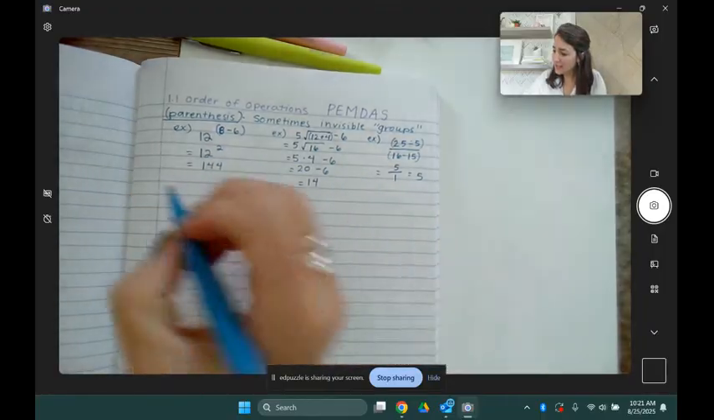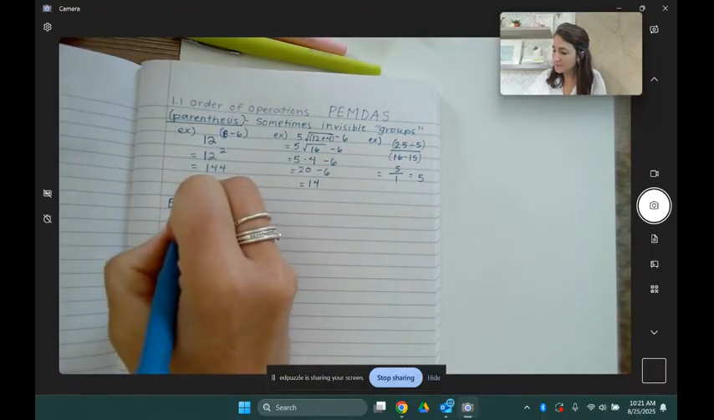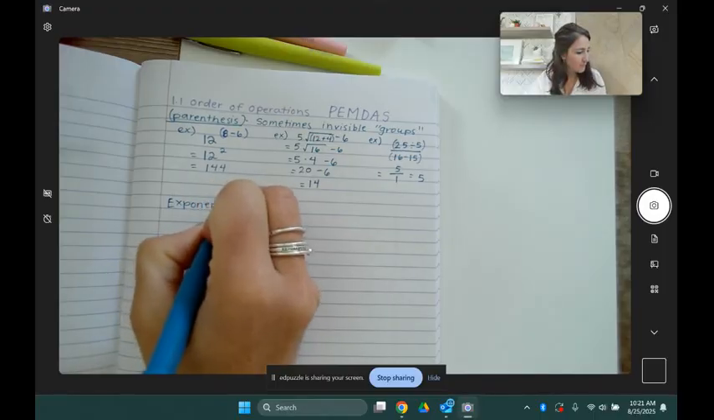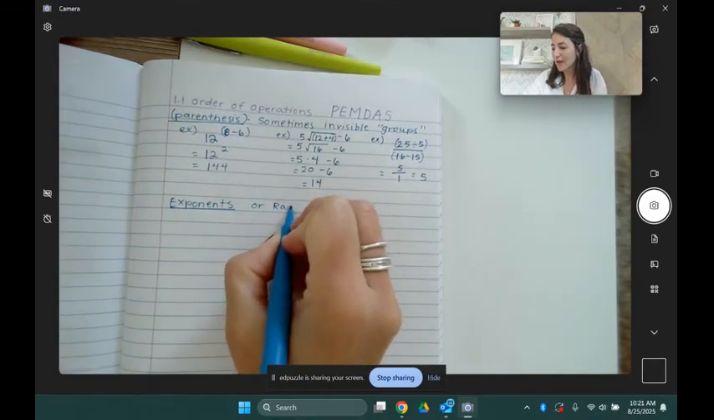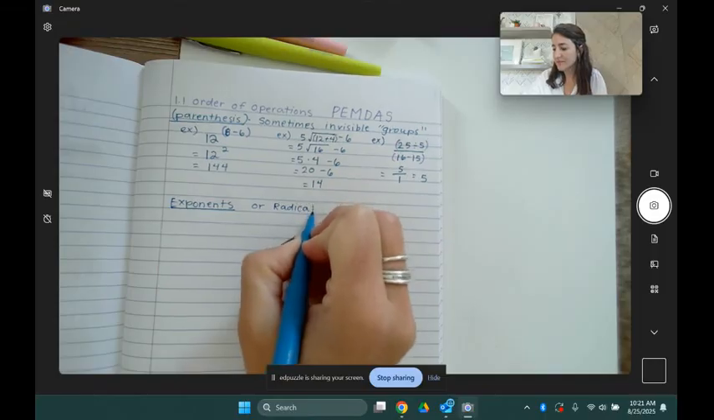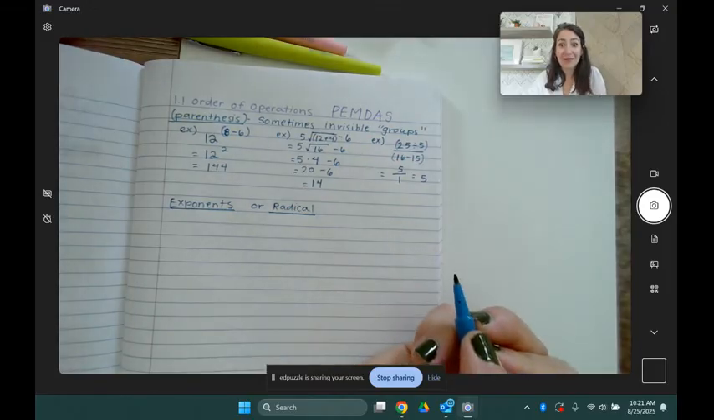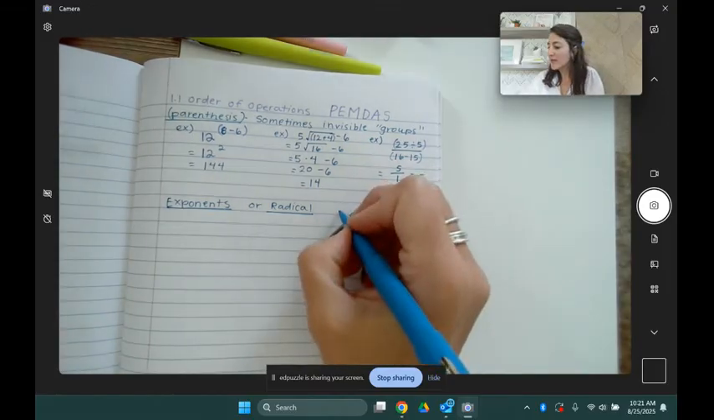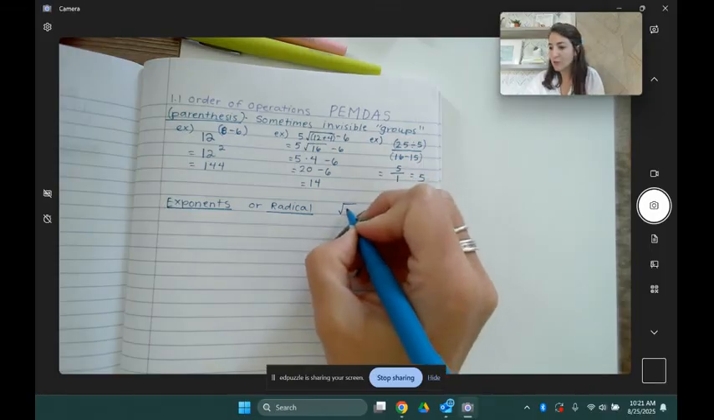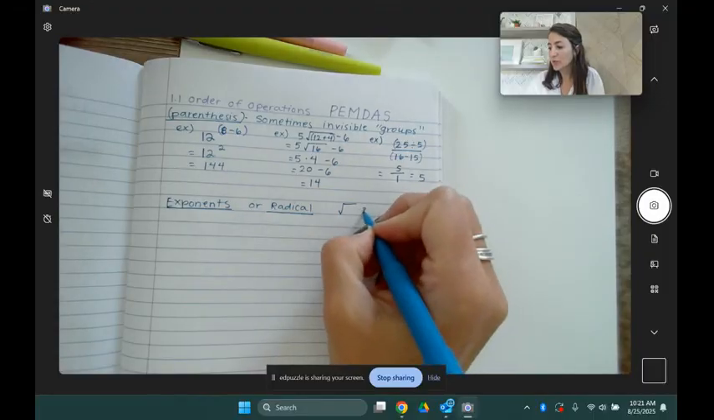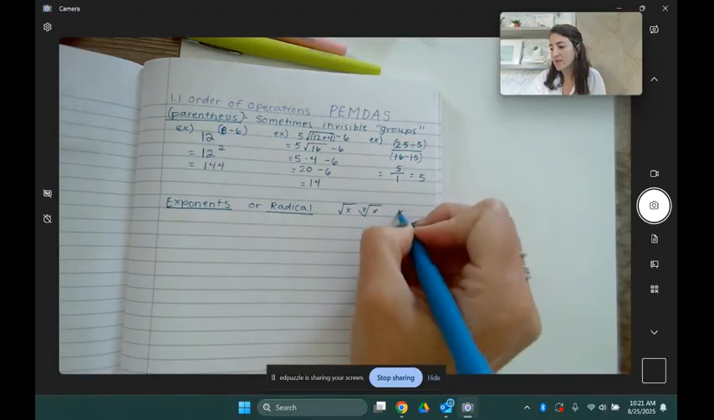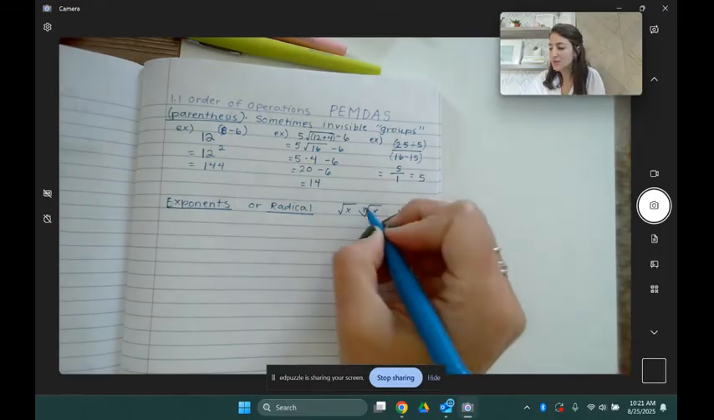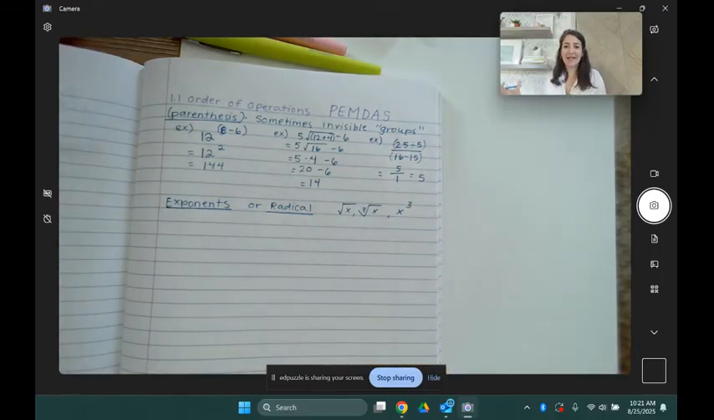Then I've got E. E is exponents. Or sometimes called radicals. A radical is just kind of a fancy exponent, essentially. So things like the square root is a radical, or a cube root, or something raised to the third. So these are things we're going to take care of first, an exponent or a radical.